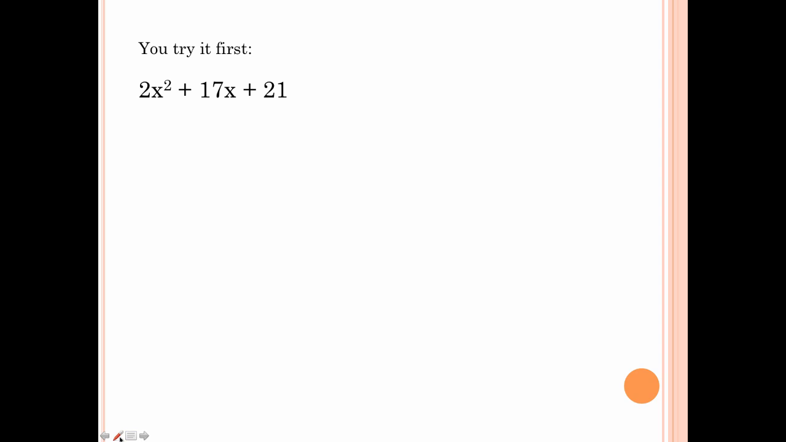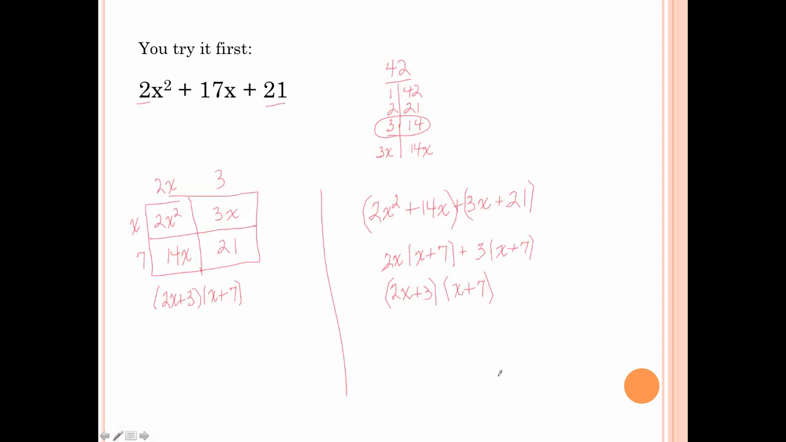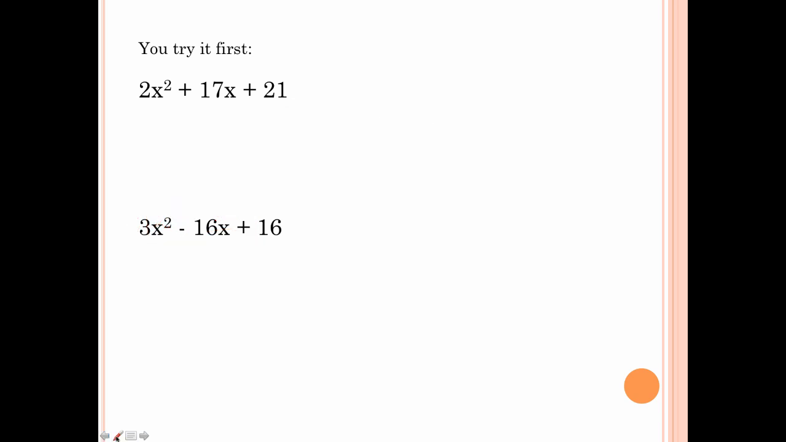I'm going to let you try this one on your own. Please pause the video here and try this one out, and then I will reveal the answer. And notice by the box method, as well as by grouping, I came up with 2x plus 3 times x plus 7. Oops, doesn't leave me a lot of room. So make sure you've got all this down. I'm going to clean my page and practice this next one with you. Okay, again, pause your video and practice this one and see what you get. Check back in a minute.